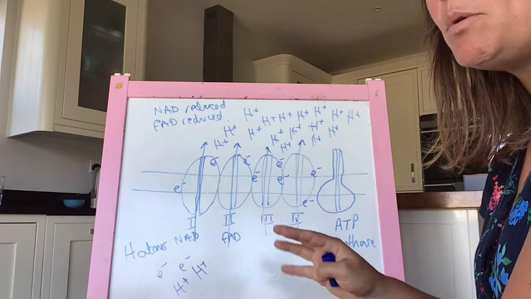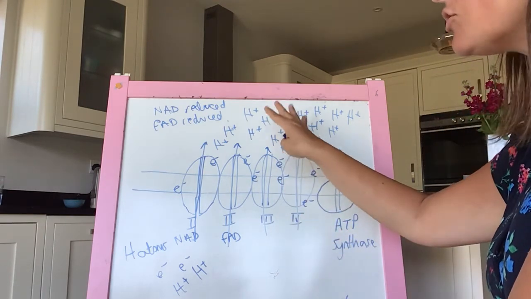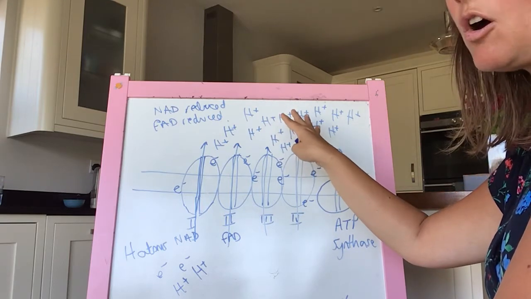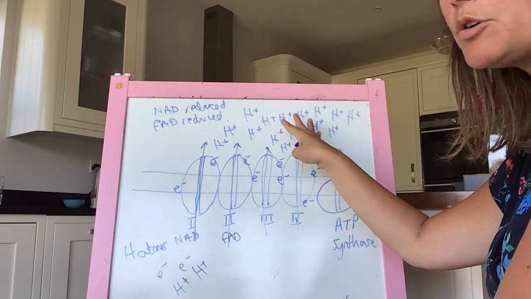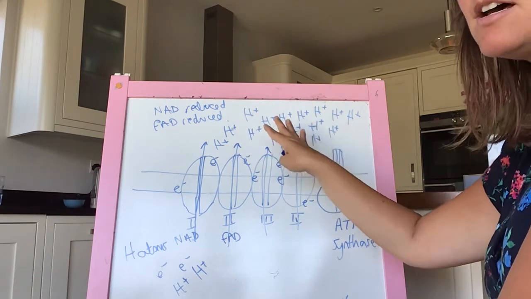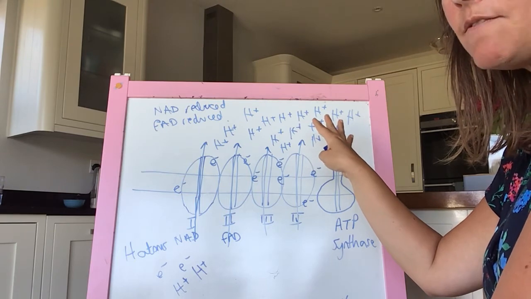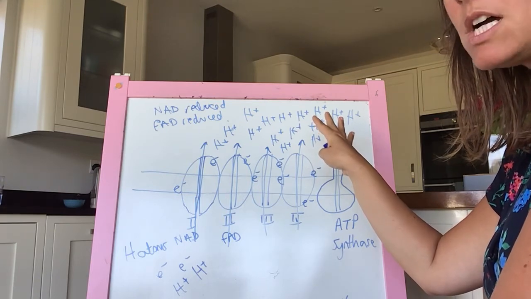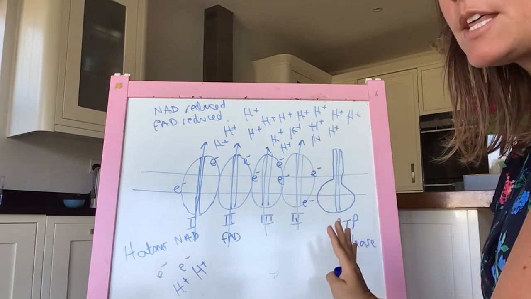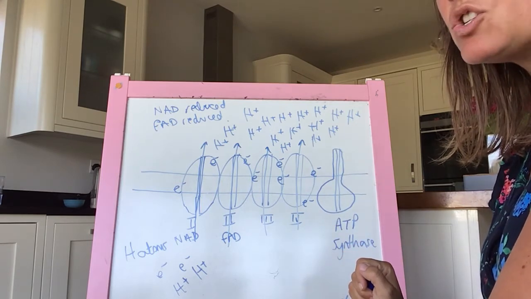Okay, so what we've ended up with at the end of the electron transport chain is lots and lots and lots of hydrogen ions, or you can call them protons, all right, up here in the intermembrane space. Okay, right, that's it for today. Obviously I'm going to set you some work as well, but that's as far as I want to go with explaining oxidative phosphorylation to you.